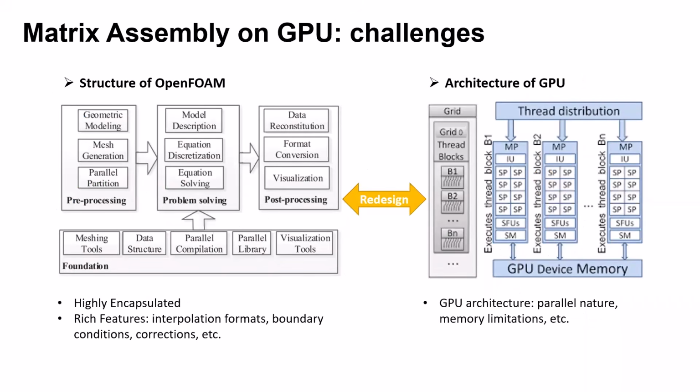Actually, porting the matrix assembling procedure to GPU has many challenges. On the one hand, the structure of OpenFOAM is highly encapsulated, and it has rich features, including interpolation, formats, boundary conditions, correction, and many other things. On the other hand, the GPU architecture is also difficult. The GPU architecture and CUDA programming actually require a lot of effort to fully use the parallel nature of the GPU.